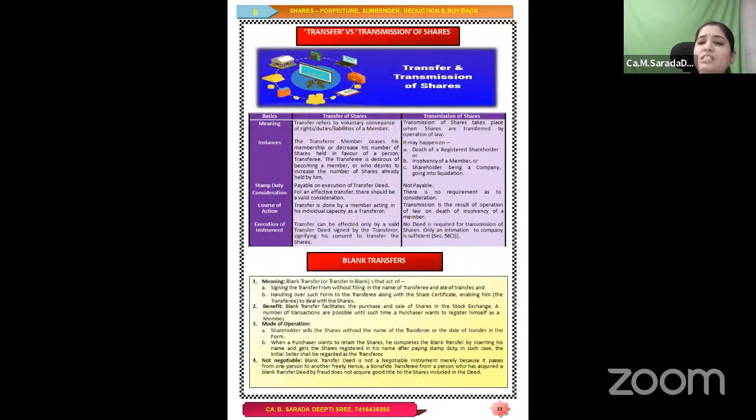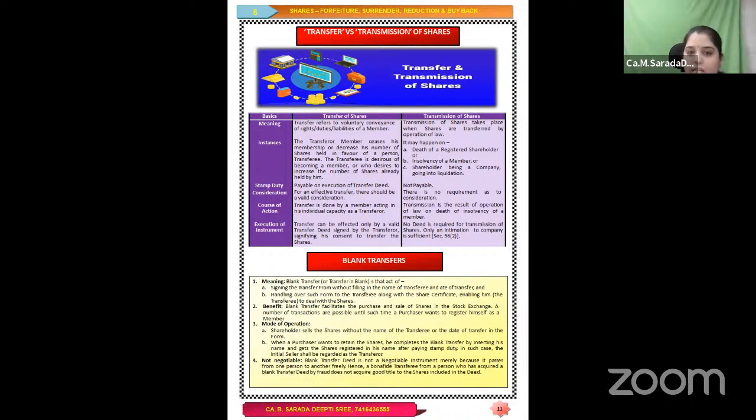Now, madam, what is this transmission? What is the difference between transfer and transmission? There is a difference. In case of transfer of shares, for the purpose of getting registration of transfer, it involves some cost to the transferor or the transferee. Any of them has to pay some cost for the registration of the transfer.